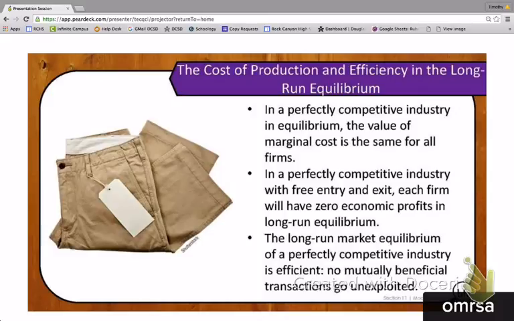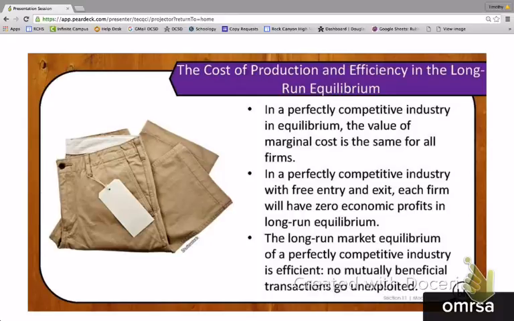So two things are true. Because of the first point, because marginal cost is the same for all producers and price is the same, that means the good will be sold for a price that equals marginal cost, and the price people pay is their marginal benefit, the value they place on it. So the value society places on something will be equal to the price, which will be equal to marginal cost.